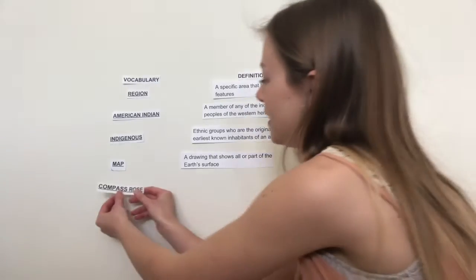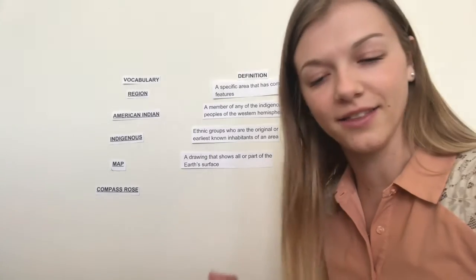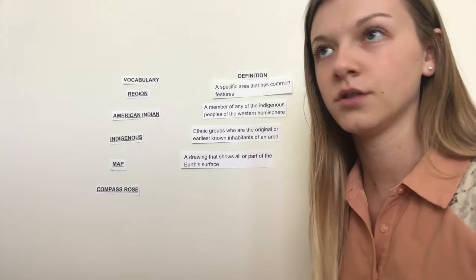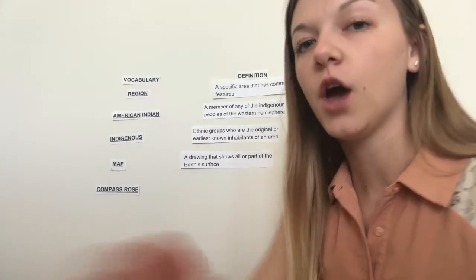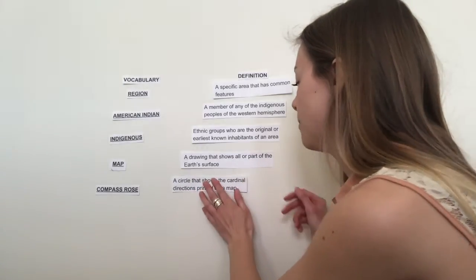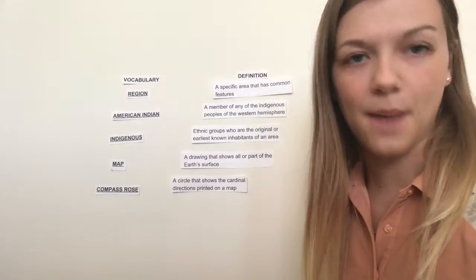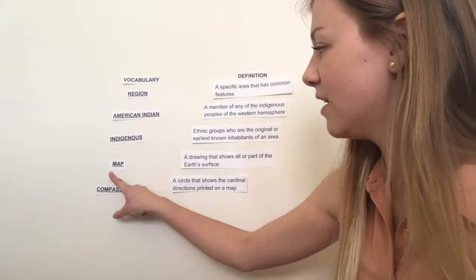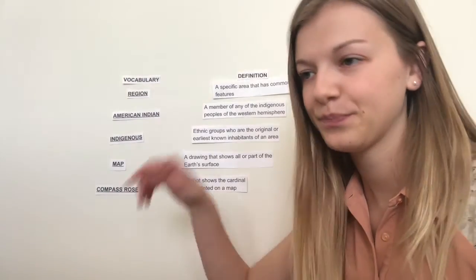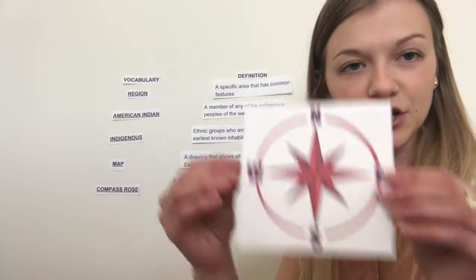So our 5th term is compass rose. I love that word. I think that it is such a beautiful word. So go ahead and repeat after me. Compass rose. Good. Okay, so a compass rose is a circle that shows the cardinal directions printed on a map. So we just learned what the term map was, and now we're learning about compass rose, which is something that is on a map. So if you don't know what a compass rose looks like, if you've never seen it before, I have a picture.